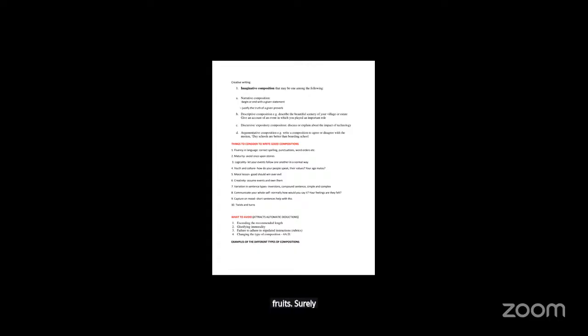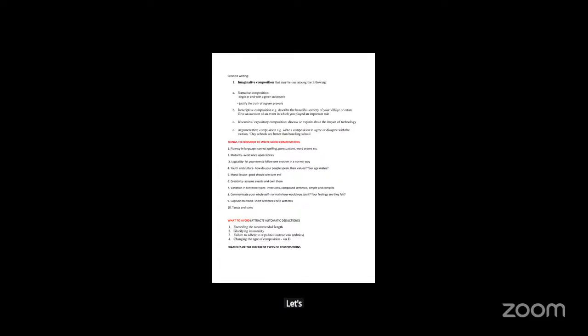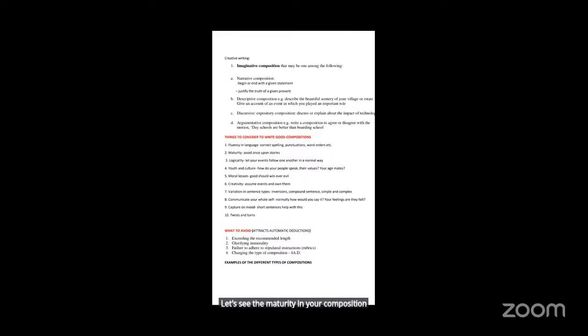Another element, you call it maturity. What is maturity? Imagine you have taught different levels of students. Imagine someone at the Form 4 level writing for you a story about once upon a time they are going to the forest to pick fruits. Surely you are beyond 12 years, you are beyond 10 years. Let's see the maturity in your composition. What is maturity? Avoid once upon types of stories.